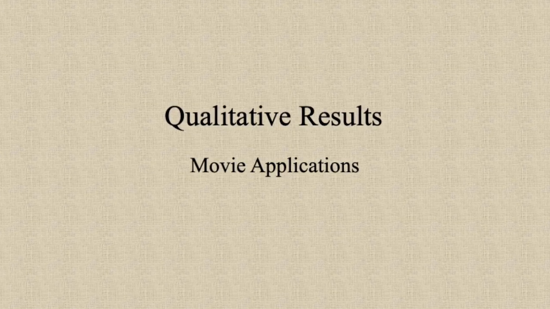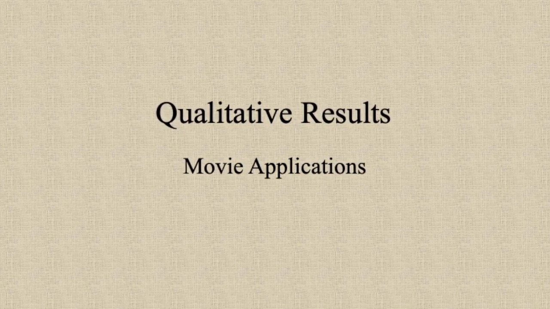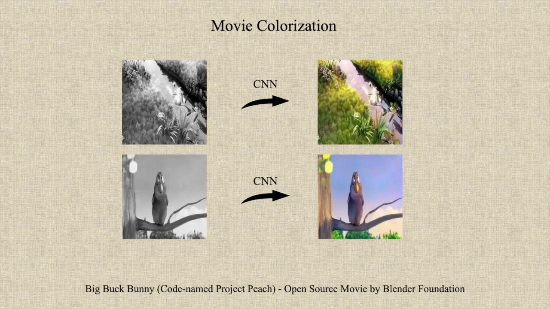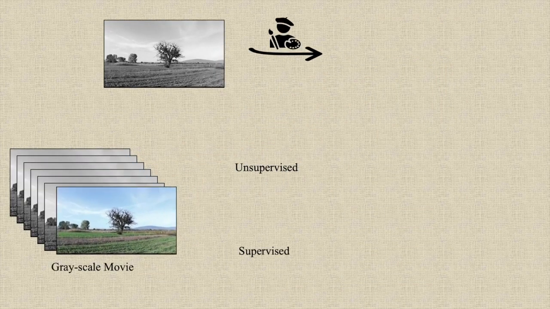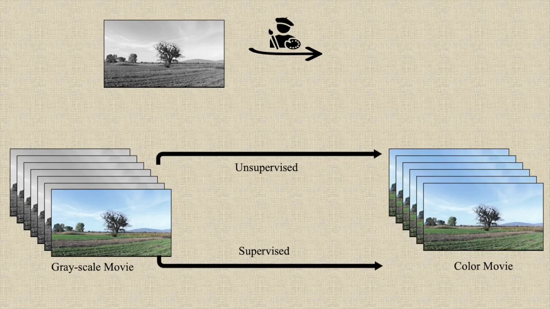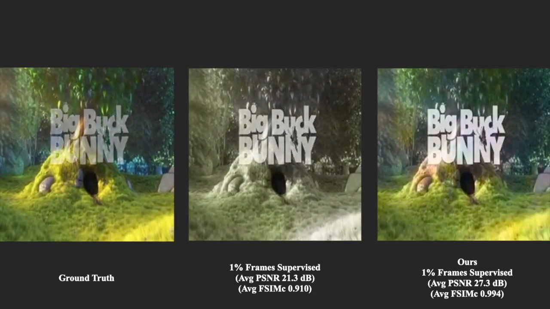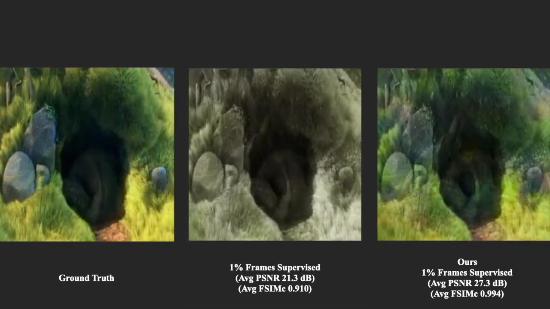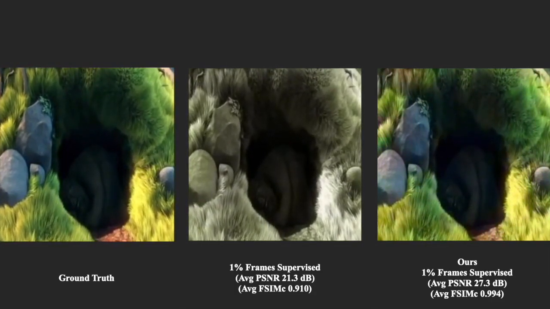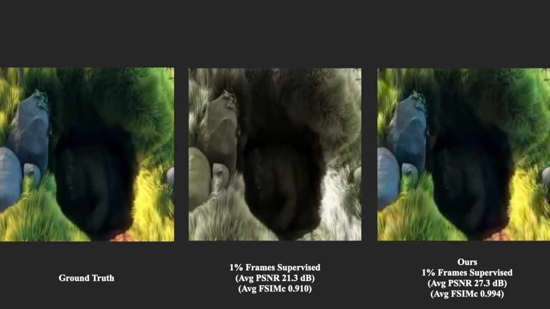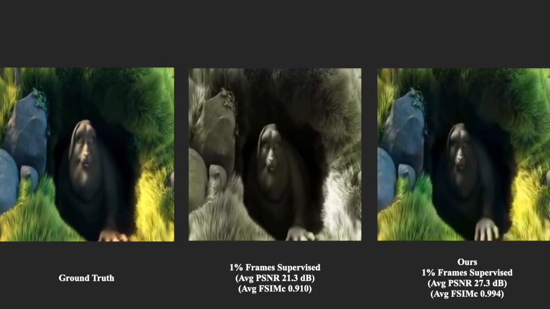Now, we demonstrate the qualitative results of our semi-supervised learning-based method on movie applications. To begin with, we show the efficacy of our method on movie colorization. Our proposed method can go a long way in colorizing old movie clips when an artist is required to colorize a few frames only and the rest is handled by the network. We choose Blender Foundation's open source movie Big Buck Bunny for this task. The movie is divided into a train and a test set, comprising 510 and 43 seconds respectively. Out of the training frames, only 1% of the labeled image pairs is used, while the rest is fed to the network in an unsupervised fashion.